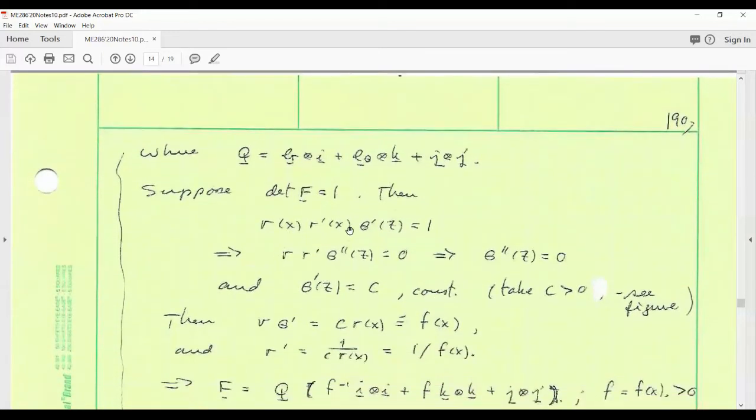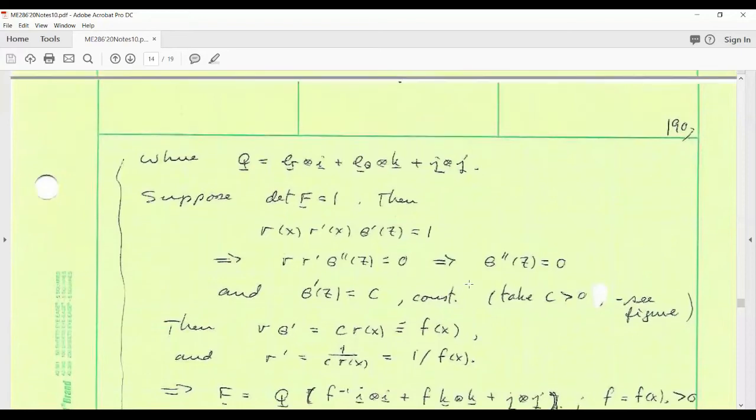So that you can say something immediately: r is a function of x under our assumption, so r prime is also, theta is a function of z. If you take a further z derivative, you conclude this is 0. And r prime cannot be 0, because if it were, then this top equation would be violated. So theta double prime is 0, which means theta is a linear function of z. So in particular, theta prime is a constant, a pure constant.